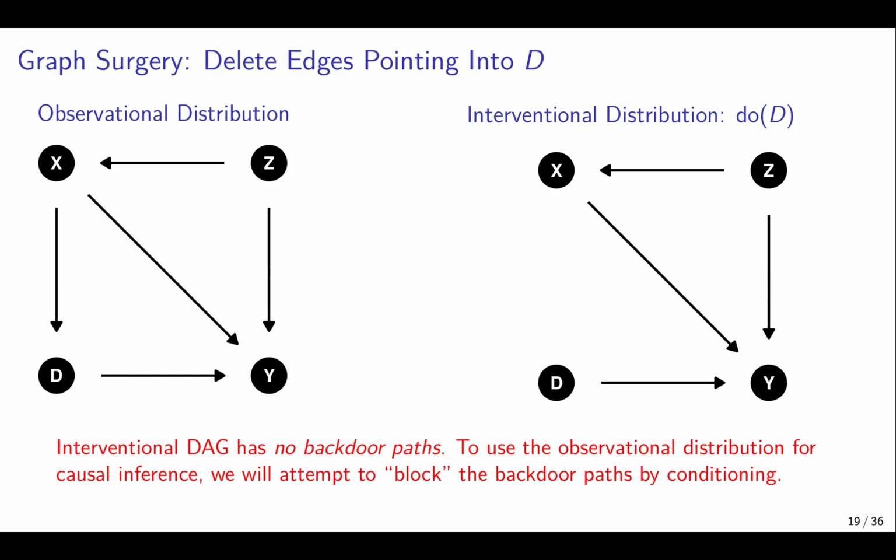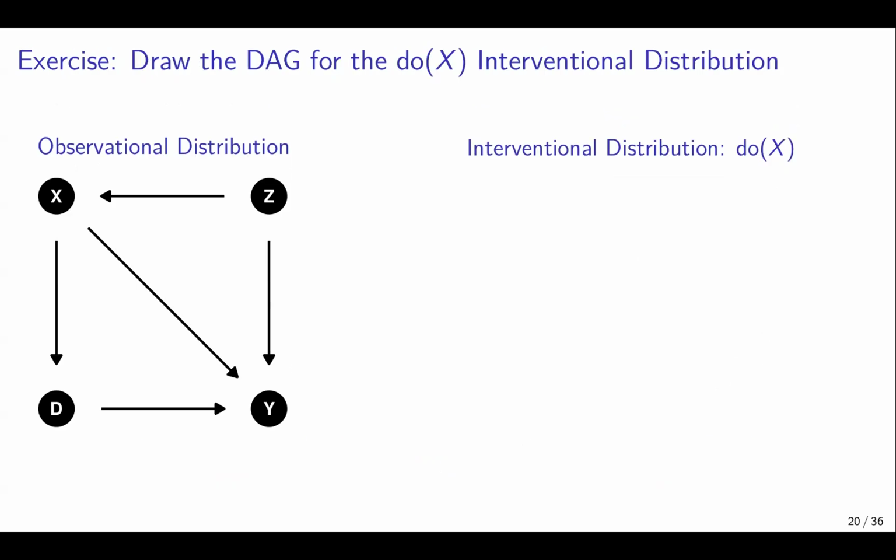But in reality, of course, the whole reason we're talking about these DAGs is because we often can't carry out randomized controlled trials. So randomization may not be practical, it may not be ethical. So what we're going to do instead is we're going to try to find a way to block the backdoor paths by conditioning. So if we can't cut them out, we're going to try to block them instead.